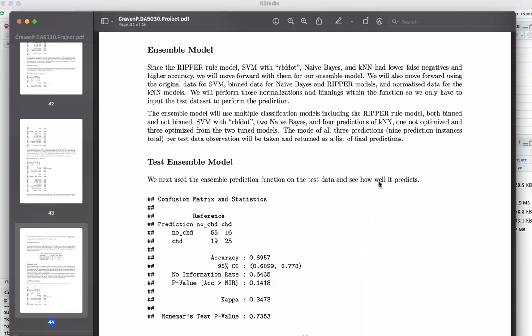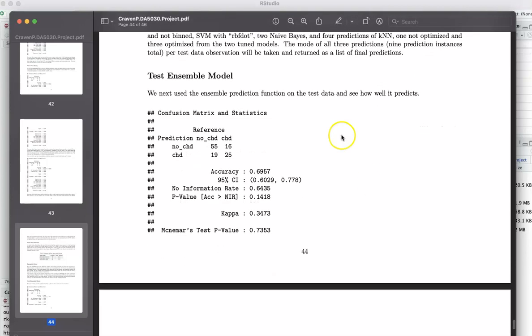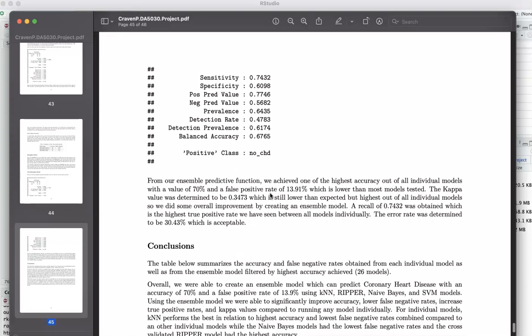I ended up looking at Ripper, SVM, the naive Bayes, and KNN, since they all had the lowest false negatives, which is the most important, and higher accuracy. I'll just show you here. In the end, we did get around 70%. We had got the highest kappa. We also got the highest recall of 0.7, was the highest we've seen out of all the models together. So it was actually an improvement.